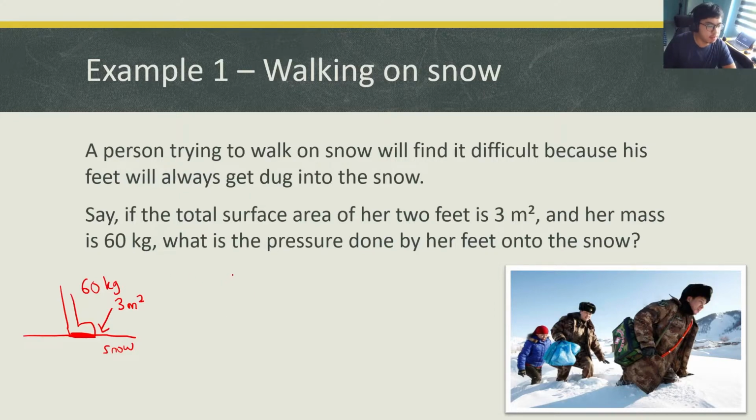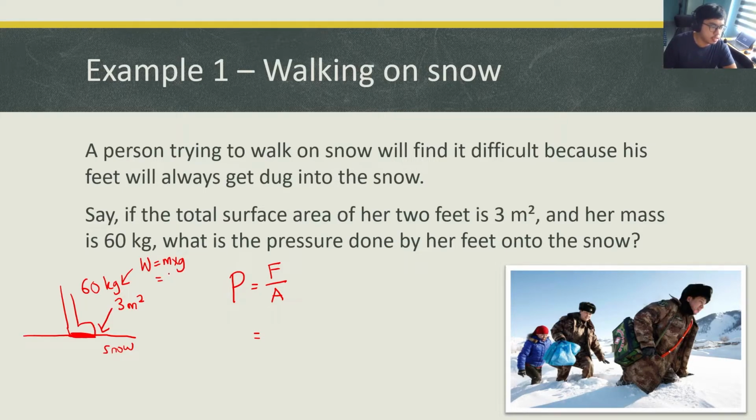Now, if you want to find pressure, we use this formula. Pressure is equal to force over area. And what is the force that this person exerts on the snow? In order to find the force, we look at the mass, right? So she has a weight. Therefore, from the mass, we can figure out the weight, or the force exerted on the snow.